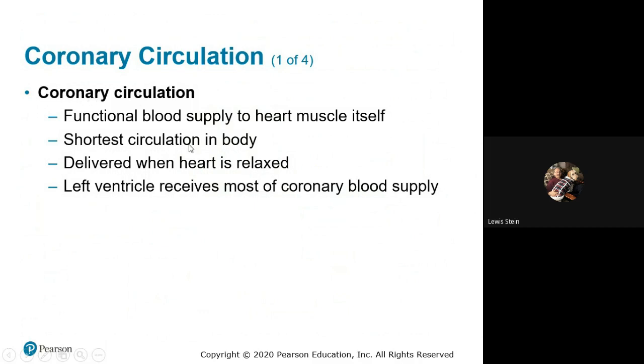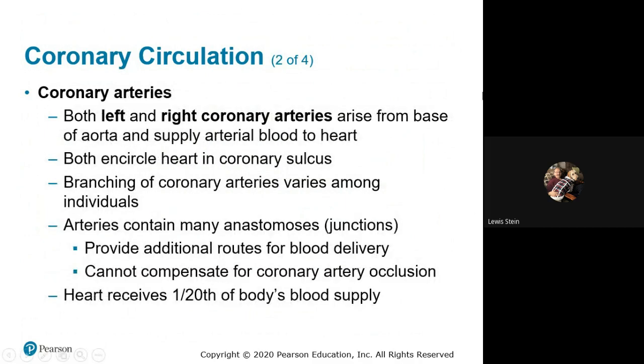Coronary circulation, the shortest. When your heart's actively pumping, the coronary circulation happens between beats, because the muscles contract and close those vessels. So they both arise from the base of the aorta. They both encircle the heart in the coronary sulcus. They do that. It's a wonderful word, anastomose. And anastomosis literally means another mouth.